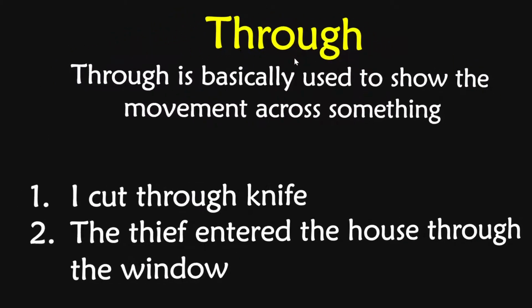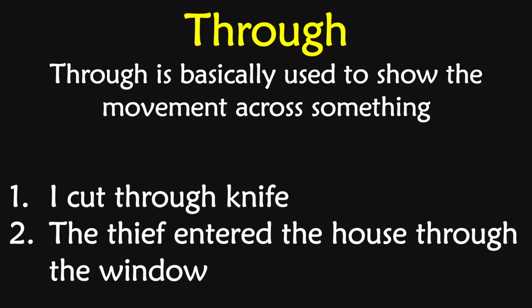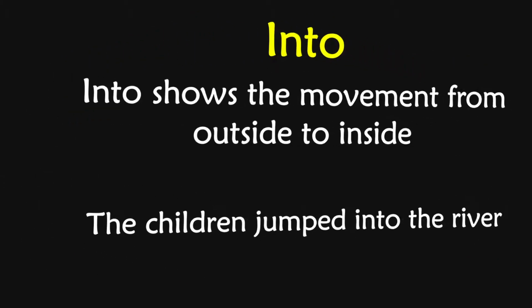Let's learn next. Through. Through is basically used to show the movement across something. Like I cut through with a knife and the thief entered the house through the window. So basically through is the preposition in these two sentences, which is used to show the movement across something. Okay.